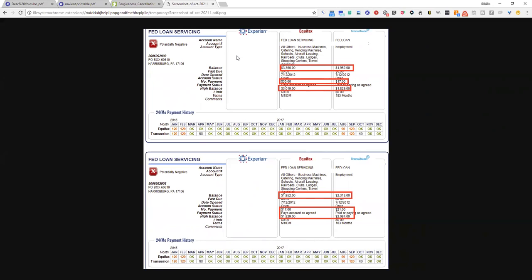Here's the proof. So you're going to treat this as a charge-off. So if you don't know what I'm talking about, go look at my previous videos on how to remove charge-offs. And it really applies to anything, it's just pointing at the differences.